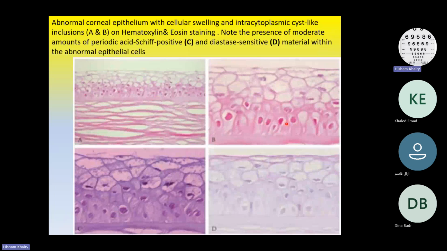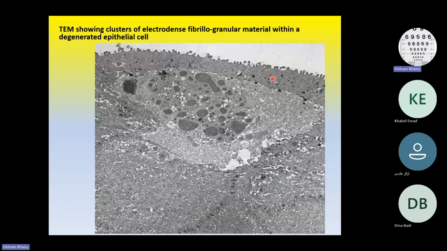The pathology shows abnormal corneal epithelium with intracytoplasmic cyst-like inclusions. Abnormal epithelium with these inclusions, by hematoxylin and eosin. When stained by periodic acid-Schiff, you find positive staining. It is diastase sensitive. There is this material within the cells. Transmission electron microscopy shows clusters of electrodense fibrogranular material within a degenerated epithelial cell.